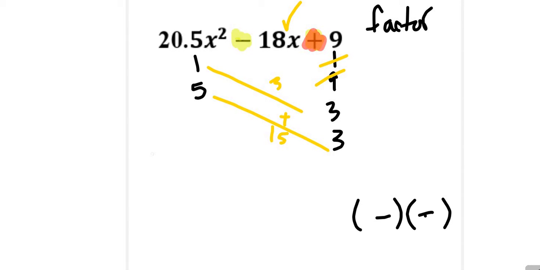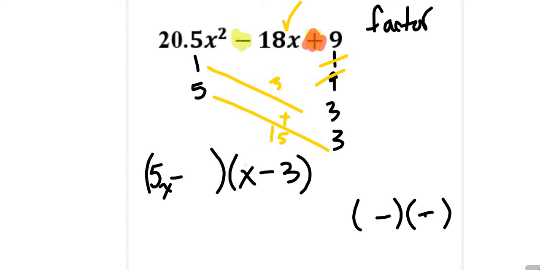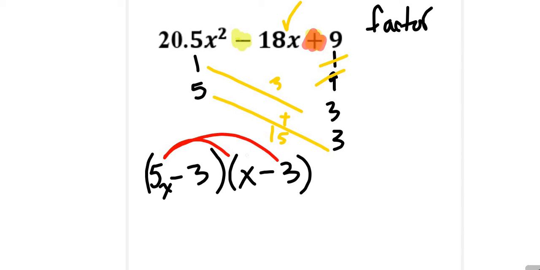So the way I set this up is I have the 5 has to go with a 3. So I have 5x and x, and a 3 and a 3. Super important that you FOIL and test.